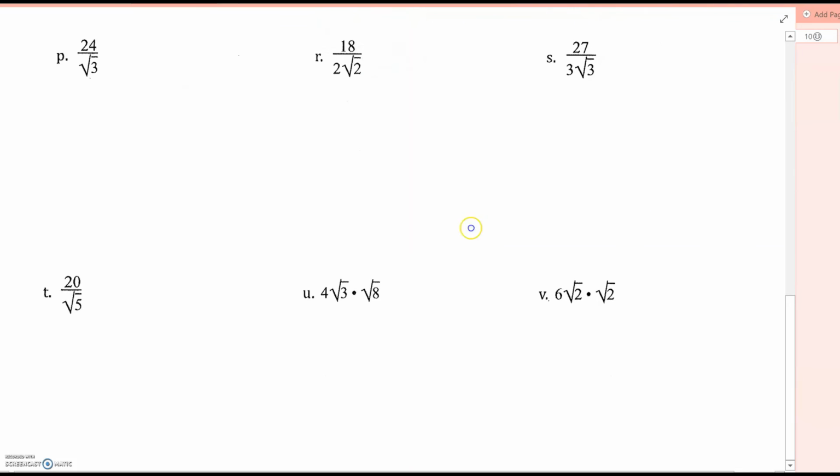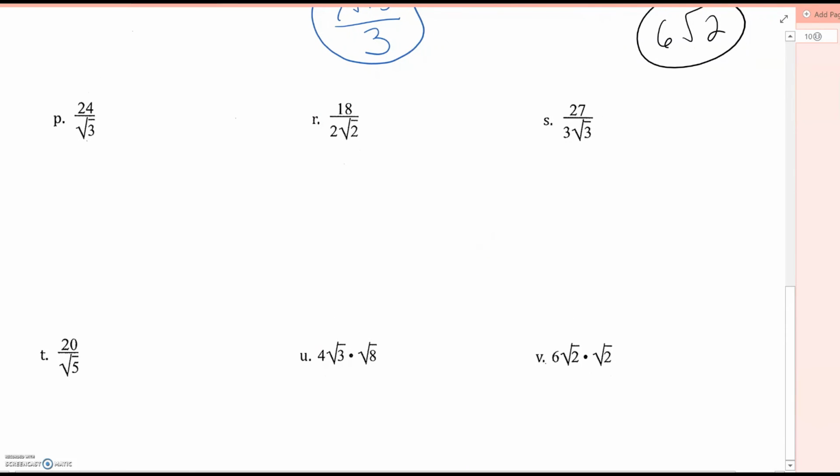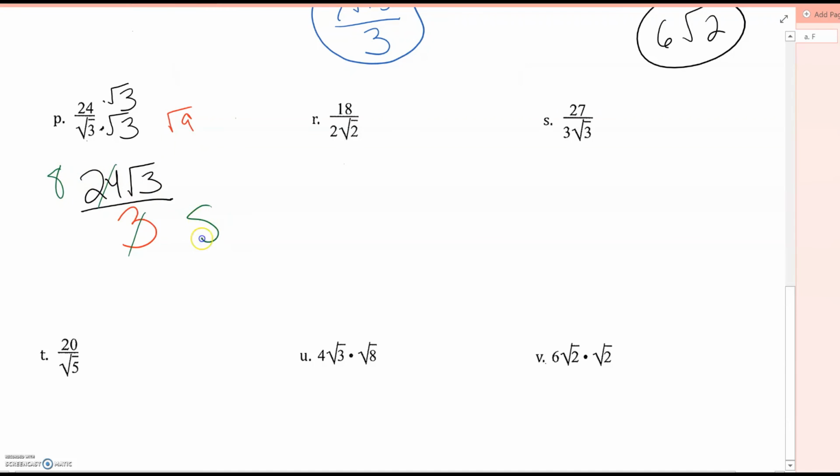All right, we're getting there. 2 more rows. So this, top and bottom by the square root of 3. I would get 24 square root of 3 over square root of 3 times square root of 3 is the square root of 9, which is just 3. Hopefully we're starting to see that shortcut there. The whole purpose is to get rid of that square root on the bottom. 24 over 3 is just 8. I get 8 square root of 3.